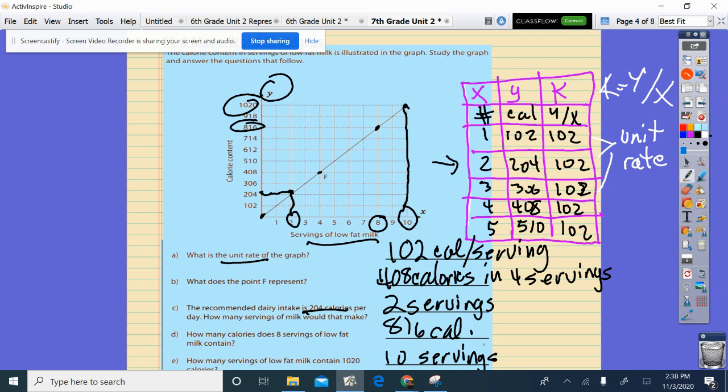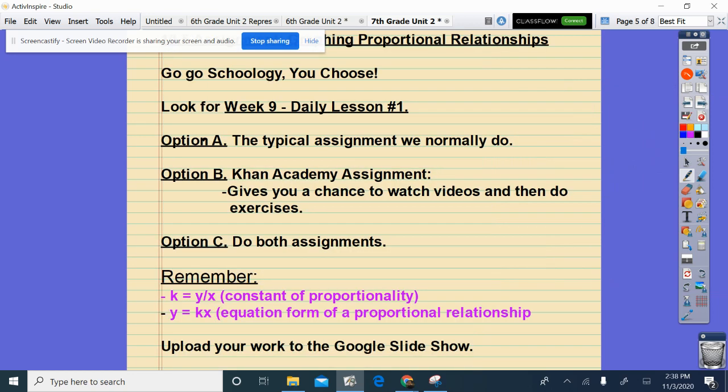So my recommendation when you're doing your homework is to build a table like this. And then remember that K, the unit rate, is Y equals KX, K equals Y divided by X, which is also your unit rate. Then just take your time and investigate, and also draw it out on paper. Make yourself a little graph and just look at it so you can really see. So your assignment then is to go to Schoology, look for week 9, daily lesson number 1.